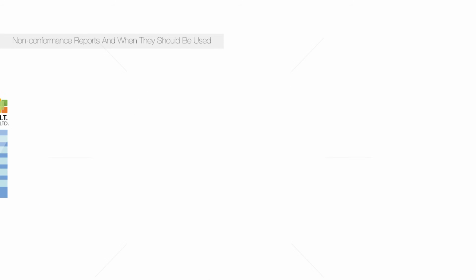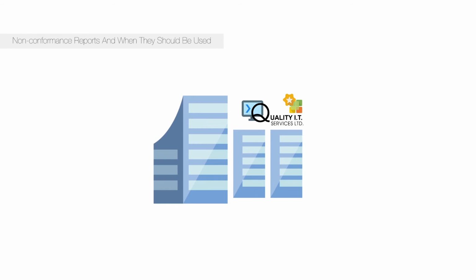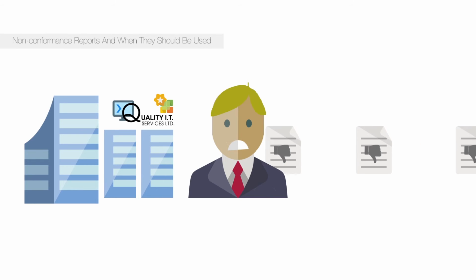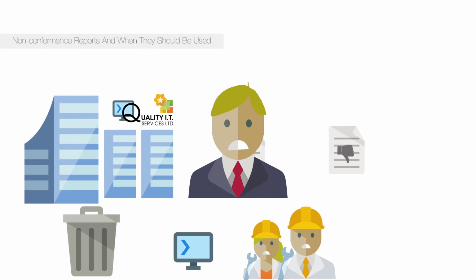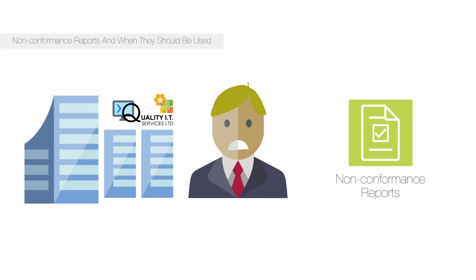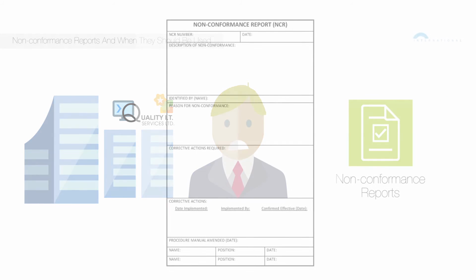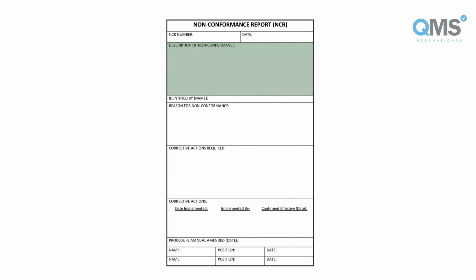In our earlier example about our fictional organisation, Quality IT Services Limited, the quality manager, upon receiving complaints about the organisation's product and having used the organisation's identification and traceability procedures to locate the root cause, would have completed a non-conformance report. This form documents the nature of the non-conformance, the reason or cause of the non-conformance, corrective actions that will take place, the date they were actioned, and finally that the quality manual, if necessary, has been updated to reflect the changes.